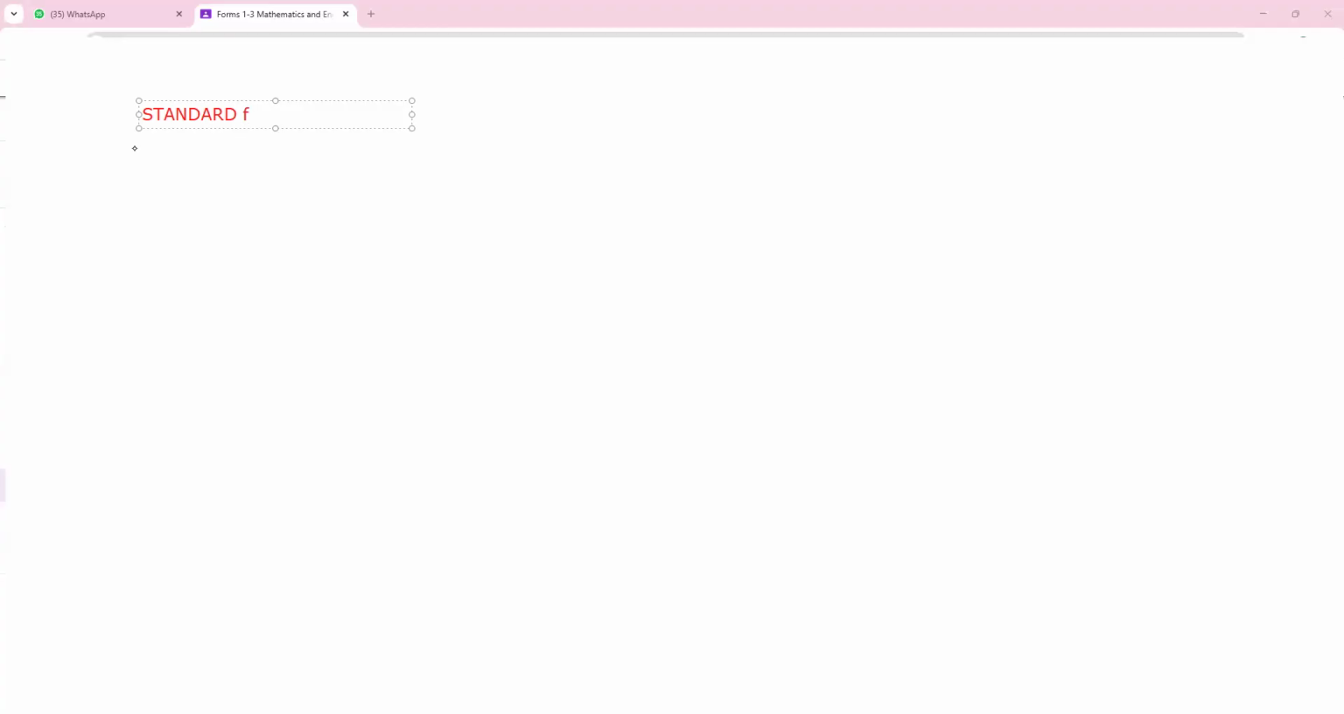Now, standard form is also known as scientific notation. So you'll either hear them say, write the following into standard form or into scientific notation. Either one of them, you know it's the same steps that you have to follow. So what does scientific or standard form include?